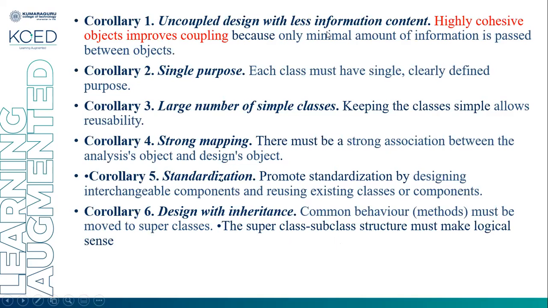Corollary 1, uncoupled design with less information content. That means highly cohesive objects improve the coupling because only a minimum amount of information is passed between the objects. Corollary 2, single purpose. Each class must have a single and clearly defined purpose. Corollary 3, large number of simple classes. Keeping the classes simple allows reusability. Corollary 4, strong mapping. There must be a strong association between the analysis object and the design object.